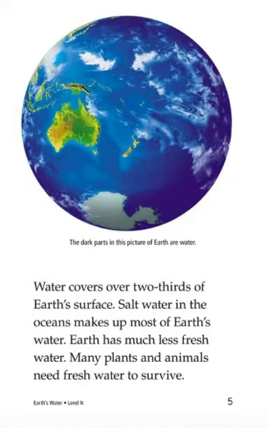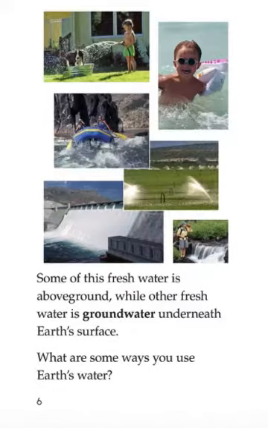Earth has much less fresh water. Many plants and animals need fresh water to survive. Some of this fresh water is above ground, while other fresh water is groundwater underneath Earth's surface. What are some ways you use Earth's water?